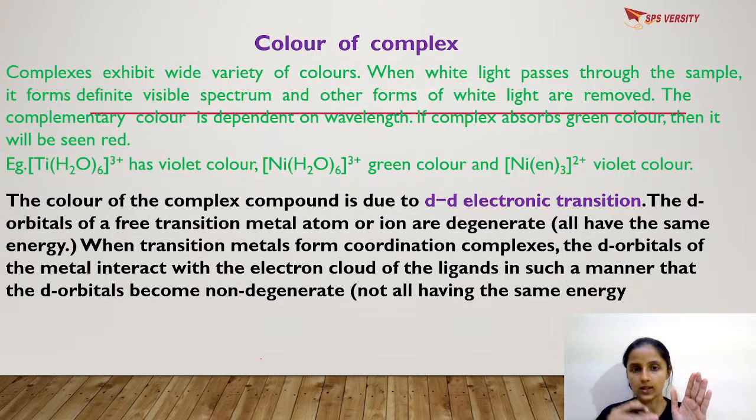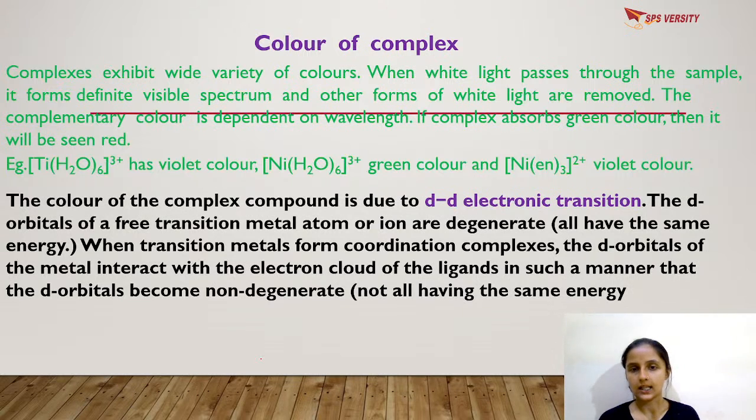Now, the electrons are transferred from a lower level to a higher level when the complex absorbs some radiation, and when that electron comes back to the original state, it gives off light. So the major reason for this is d-d transition. Electrons are transferred from the lower d set to the higher d set. That's called d-d transition.